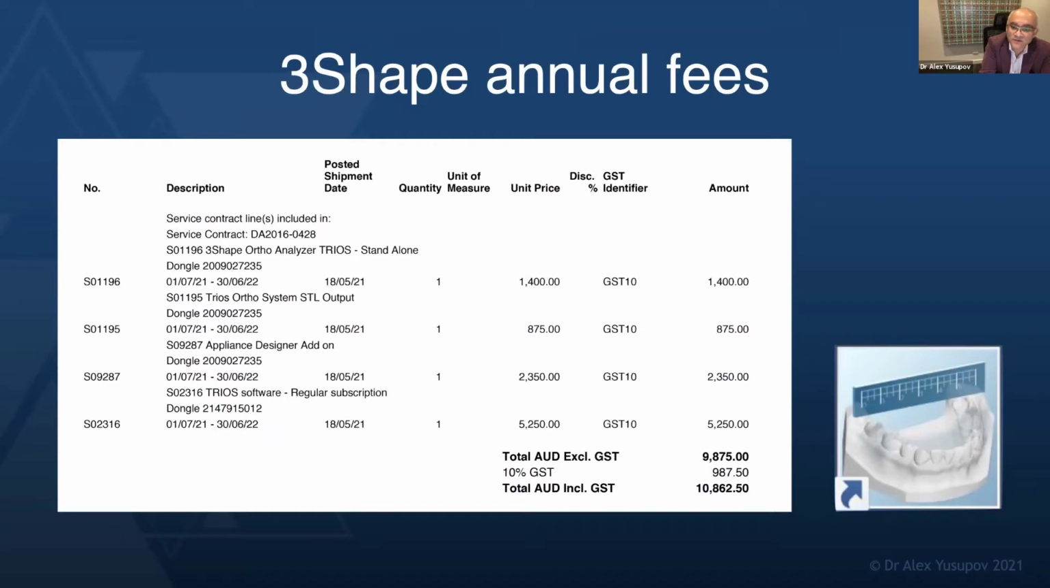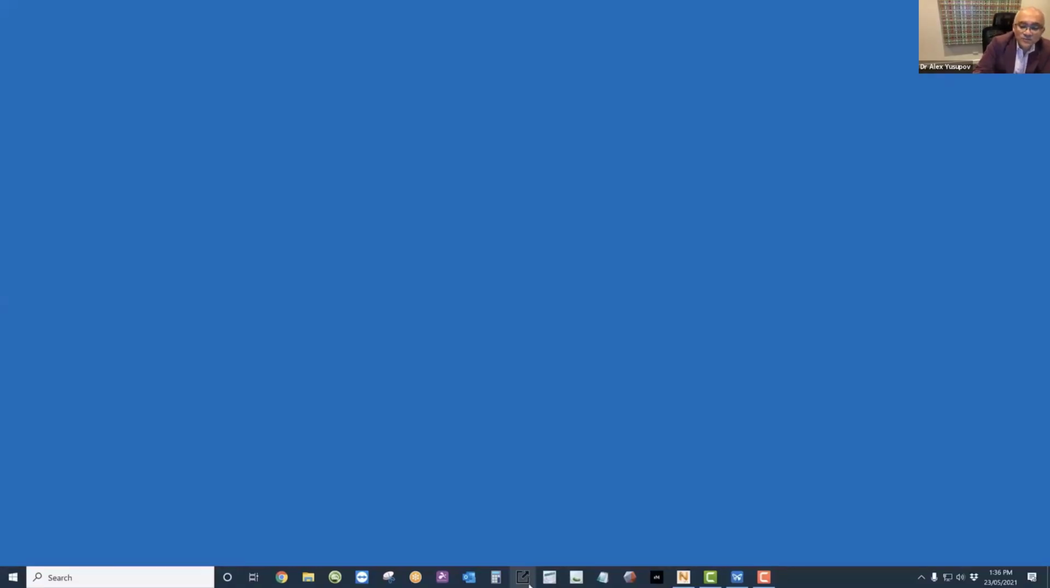The Ortho Analyzer software is $2,350 a year, and the Appliance Designer is $5,250 a year. So altogether, over $10,000 a year we pay just on software alone to be able to use this. So it's hefty, but it provides us with the ability to do things and save money on the lab fees, for example. So when we use 3Shape Ortho Analyzer to base the models, this is the process we'll go through.